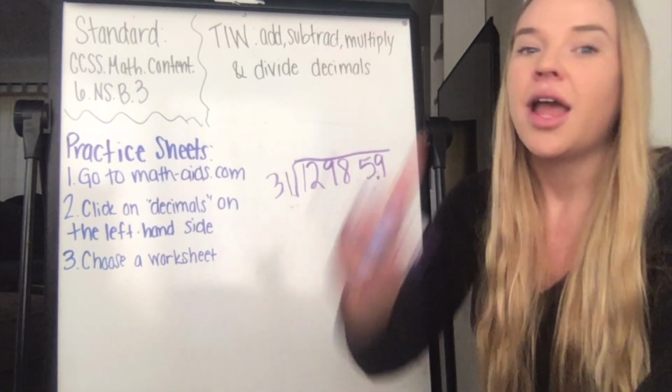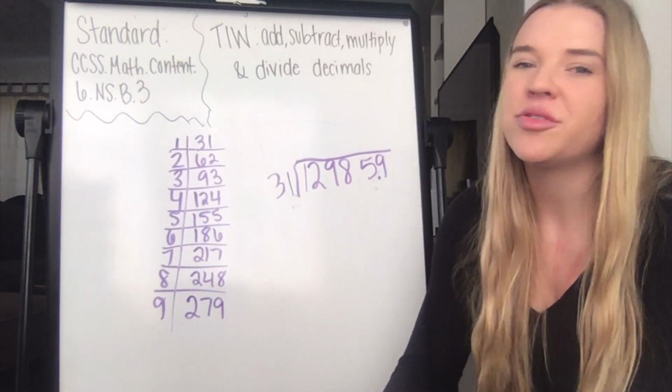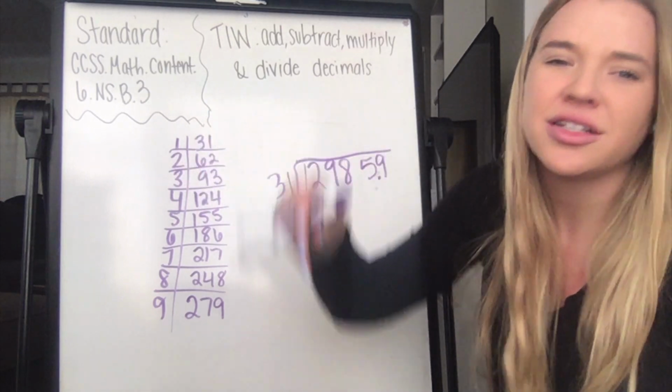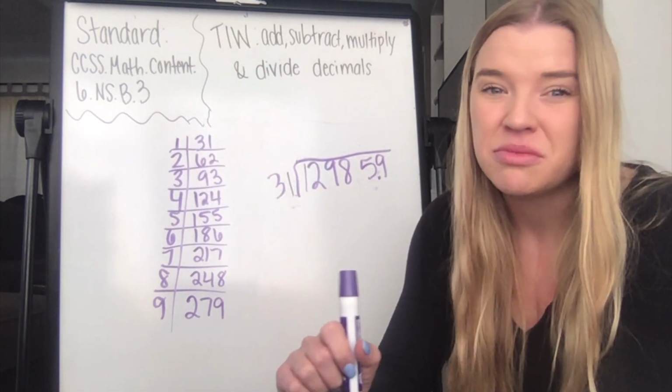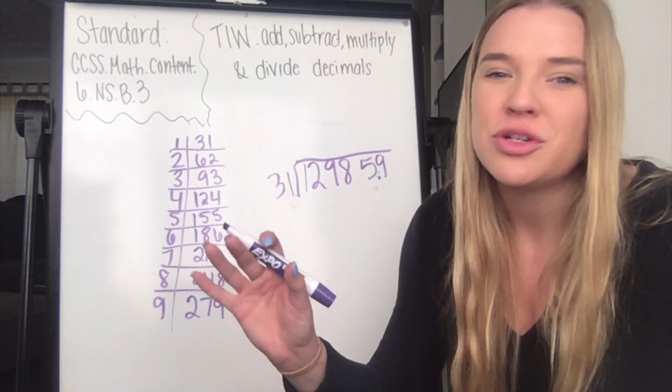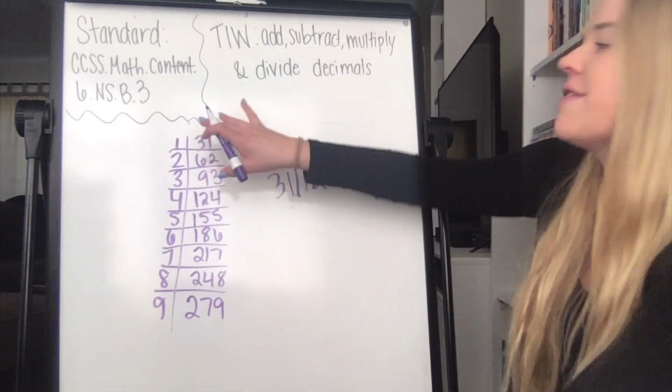Okay, be right back. Okay, I erased that whole section. I just need the board, to be honest with you, and I'll write it down in the description box so that you guys have a way to find those sheets, but it's just taking up too much board space right now. So I have my chart of my 31s.